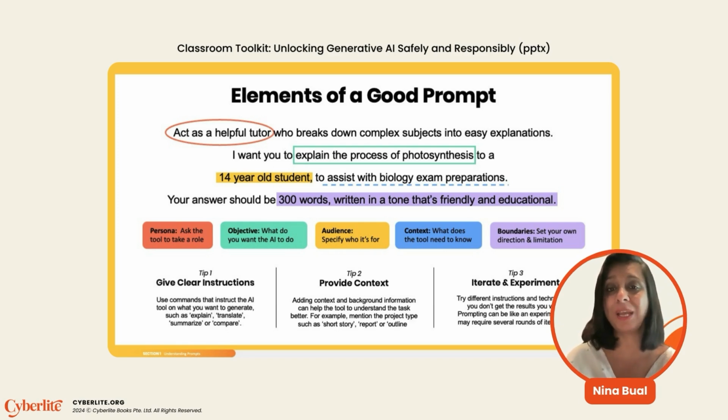I'm saying explain the process of photosynthesis. Once I've done that, I've told ChatGPT the audience that I'm looking to speak to. I'm being specific about who I'm speaking to: a 14-year-old student. And then I'm giving it context.